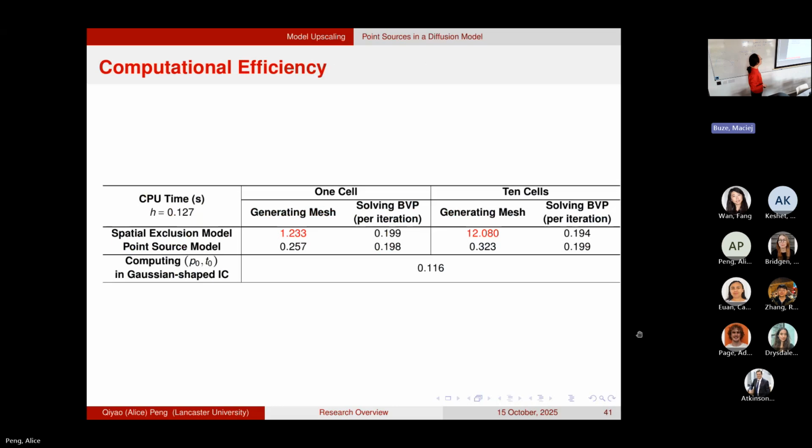We also checked the computational efficiency. If you look at these two different methods, when you're solving the boundary value problem, they cost more or less the same. But the main problem is while you are generating the mesh. If you want to do the spatial exclusion model, once the cells start moving, every time step you need to regenerate the mesh.